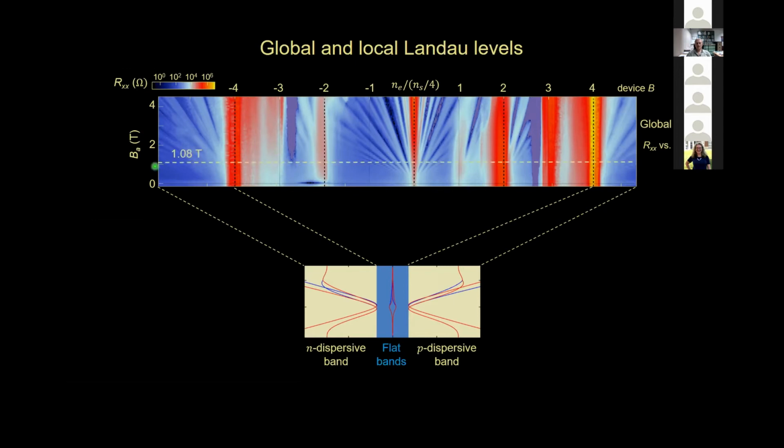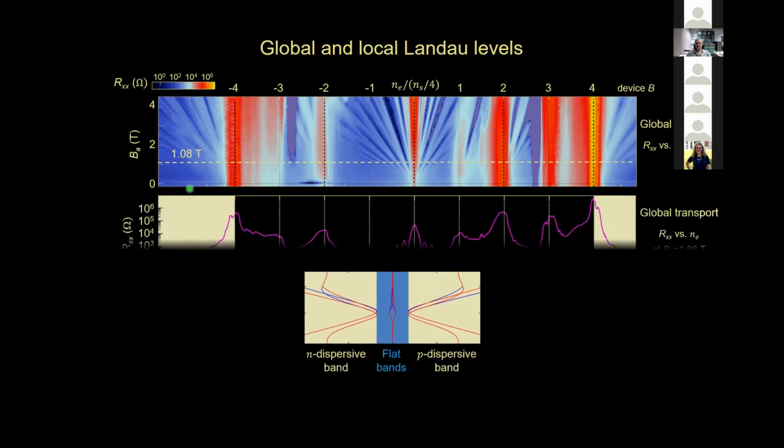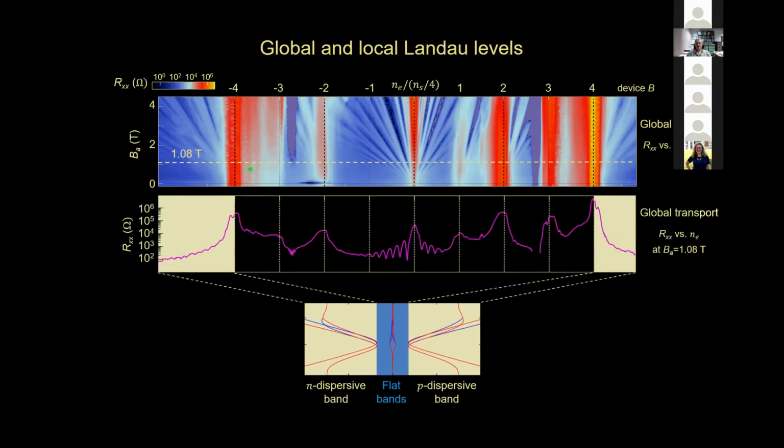And if we take a line cut through this transport data, global transport data at 1 Tesla, this is what you see. So this is the same data along this line, RXX on logarithmic scale, various carrier density. So you barely see quantum oscillations at 1 Tesla near charge neutrality, and you don't see essentially any of the quantum oscillations at other filling factors at this low field. To see them properly, you have to go to much higher fields.